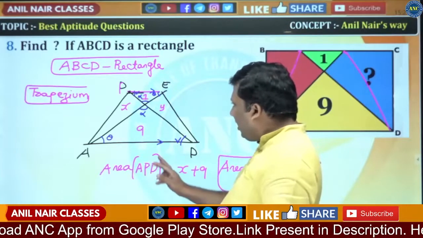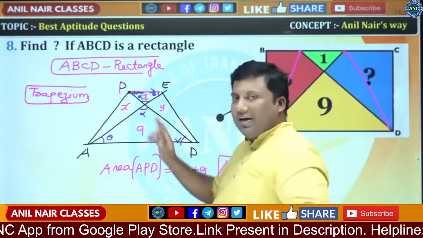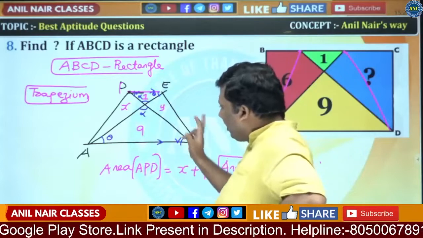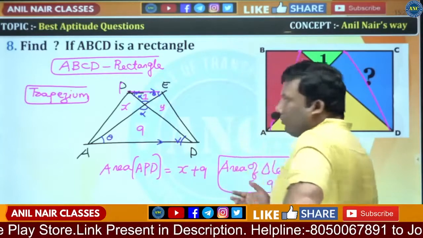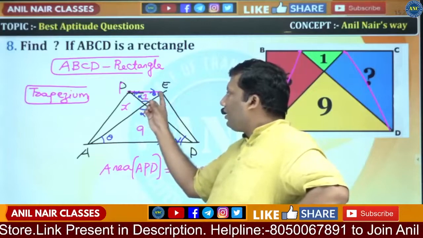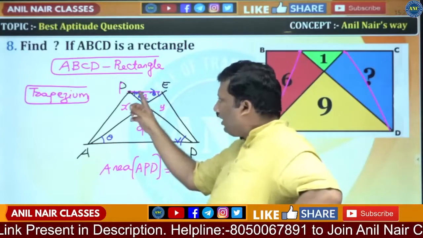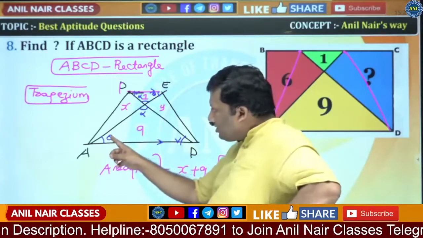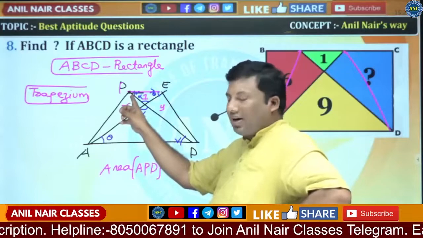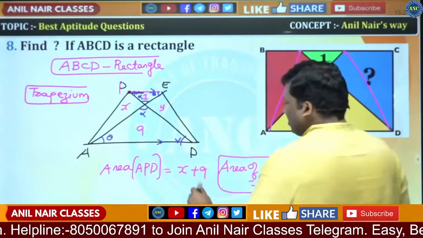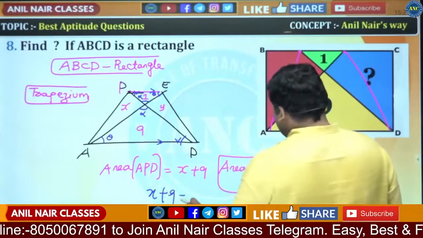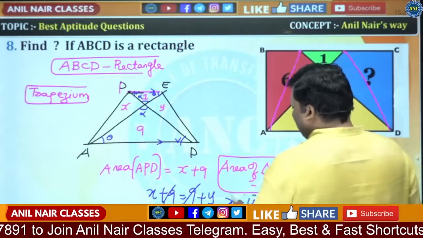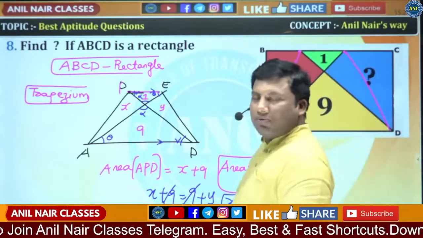So, the area of triangle APD is X plus 9. The area of triangle AED is 9 plus Y. By using similarity, see here: alpha, theta, gamma. You take the remaining angle. Suppose I take this triangle, this theta. If I keep X, I will get some other angle. Calculated, these two areas will be the same. So X plus 9 is equal to 9 plus Y. 9 and 9 are the same, so X equals Y. I hope the point is clear.